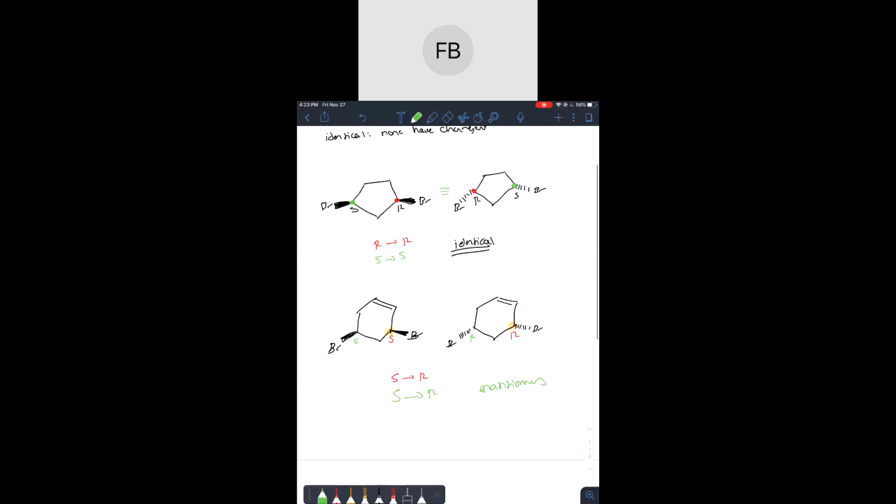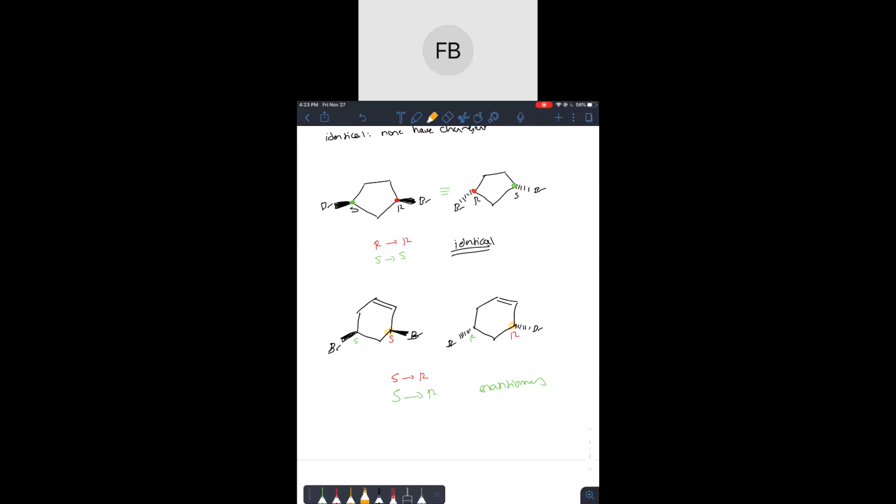So just as an overview again, the only time you have to look out for this kind of thing is when there's a plane of symmetry like that. Because then it might look like enantiomers, but actually they're just identical. So that was kind of one of the catches in this first question there.